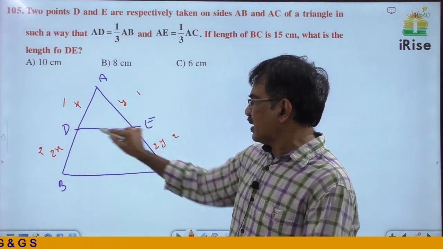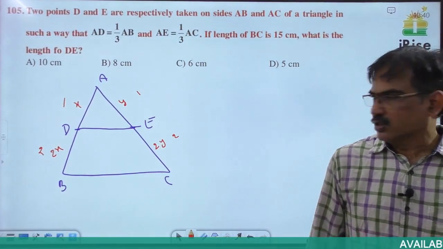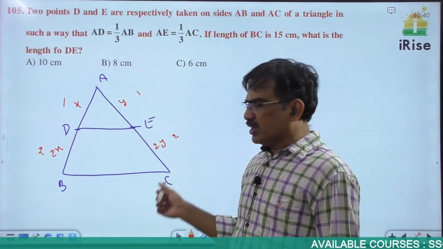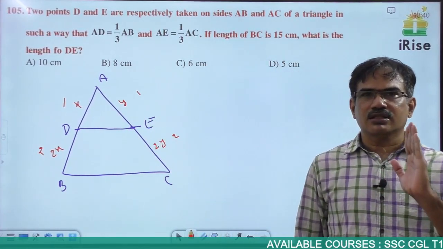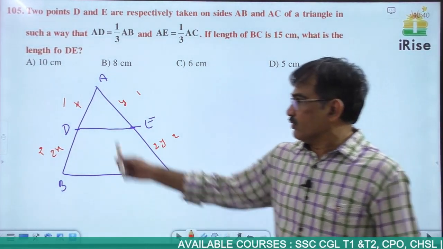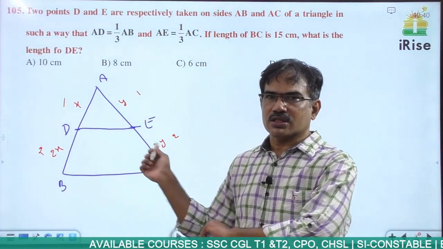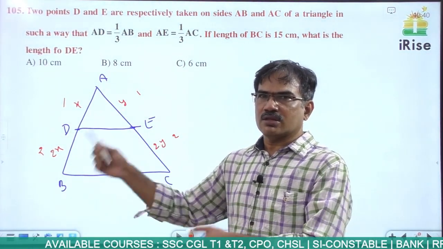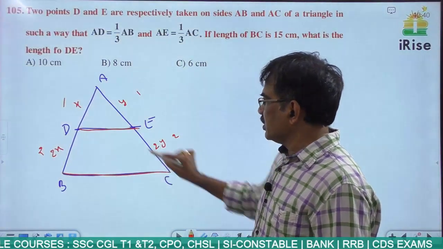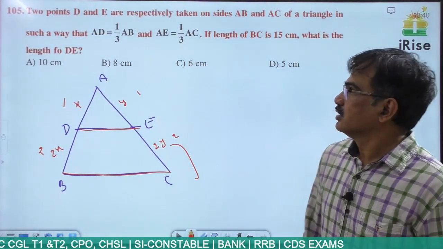Therefore, this line is parallel to this line according to the basic proportionality theorem. If DE is parallel to BC, AD by DB is equal to AE by EC. This is directly the basic proportionality theorem. What is the converse of that? If ratios are the same, the line is parallel. If the line is parallel, ratios are the same. So here this line is parallel to this line. That means the small triangle and big triangle are similar triangles.